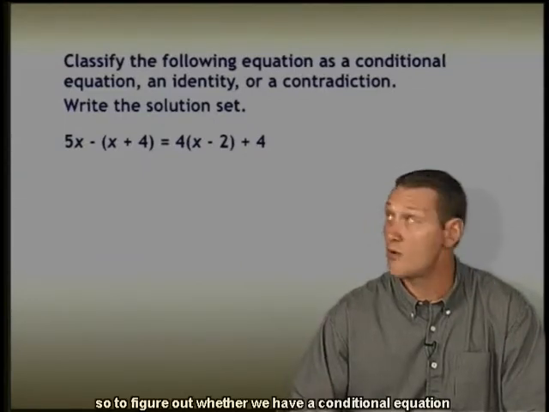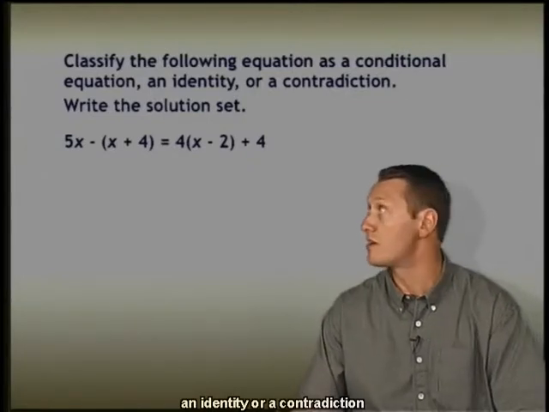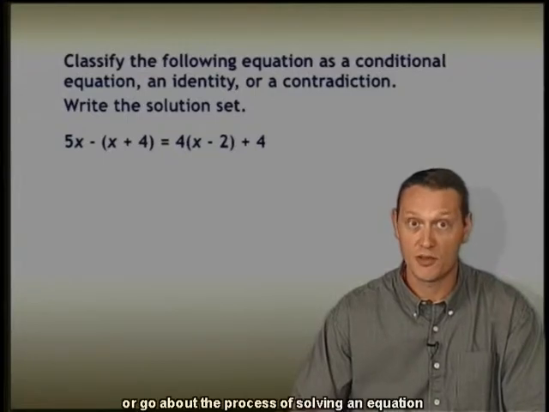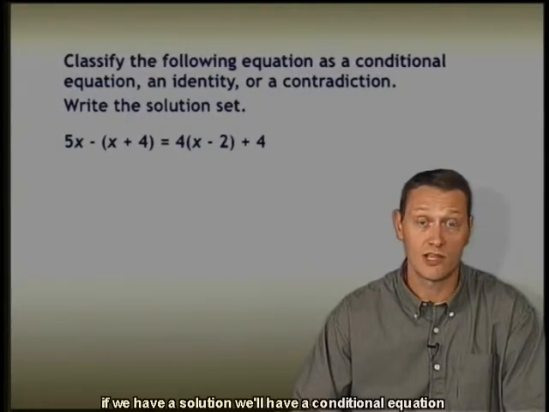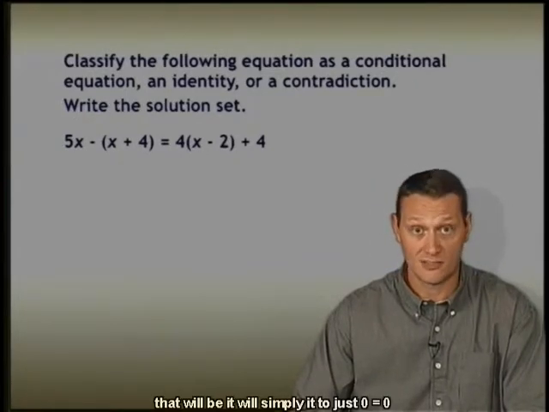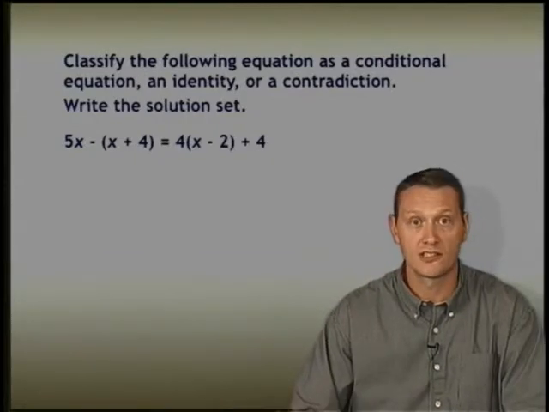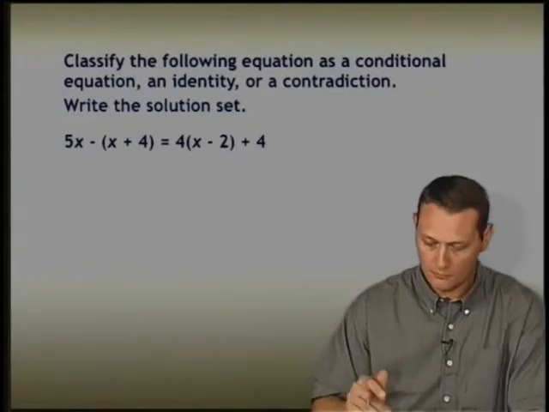So to figure out whether we have a conditional equation, an identity, or a contradiction, we'll act like we're solving the equation, or go about the process of solving an equation. If we have a solution, we'll have a conditional equation. If we have an identity, it'll simplify to just 0 equals 0. And if we have a contradiction, we'll have some untrue statement at the end. So let's see what we get.